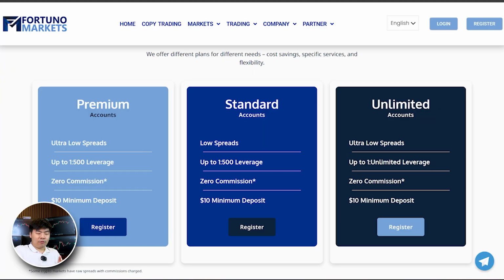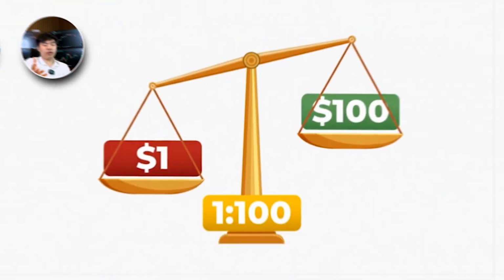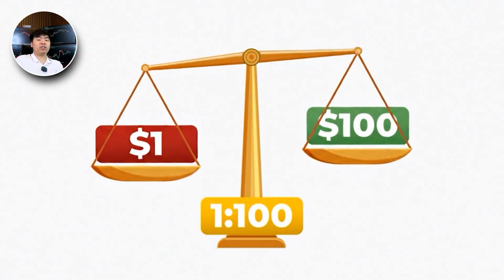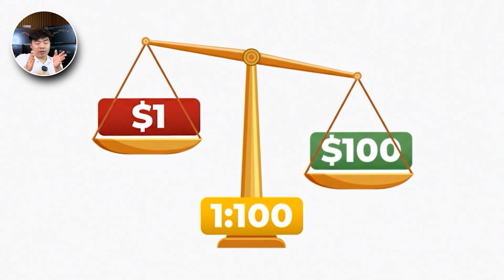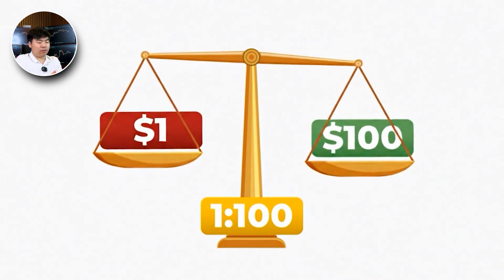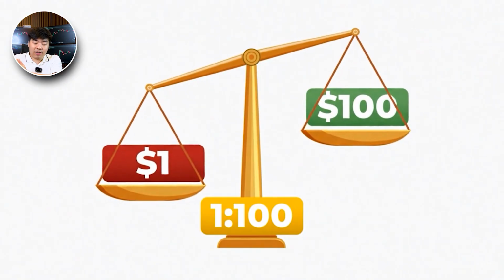If you don't know what leverage means, you can trade bigger than the money you have in your trading account. For example, with 1 to 100 leverage, technically you can trade $100 worth of asset, maybe gold, Forex, whatever, with just $1 in your trading account. If you use 1,000 leverage, you can trade $1,000 worth of asset with just $1. If you use unlimited leverage, you can trade an unlimited amount of assets with just $1 in your trading account. It's insane. It's very good.